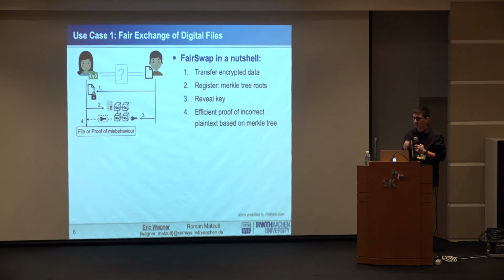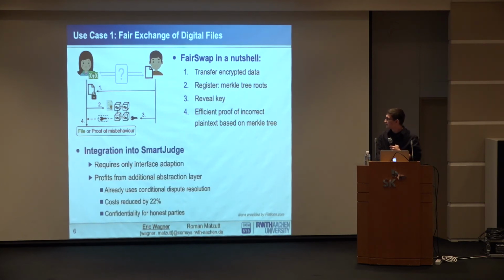And then Bob can upload the key, and this protocol results in either Alice having the file she wants, or she has a proof that she did not actually receive the correct file and can use this to get her money back. And we integrated this into our framework, and we just had to adapt the interface. So this was nice because it really showed that we built a framework that can be used for other use cases.